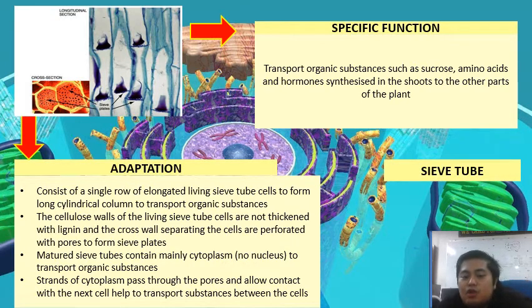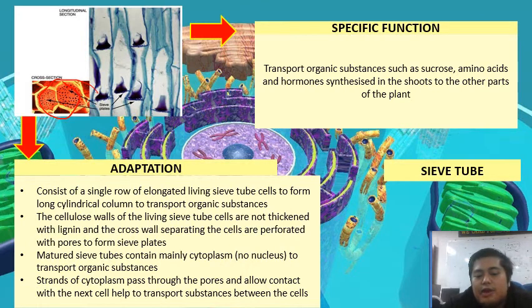So the cellulose wall of a living sieve tube cell are not thickened with lignin, and the cross wall separating the wall are perforated with pores to form sieve plates. So sieve plate tu yang ni ha. So a matured sieve tube contain mainly cytoplasm with no nucleus to transport organic substances.